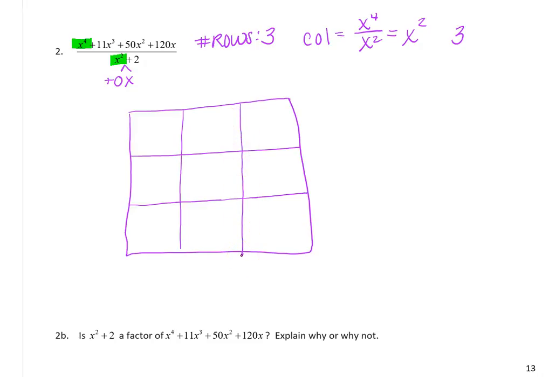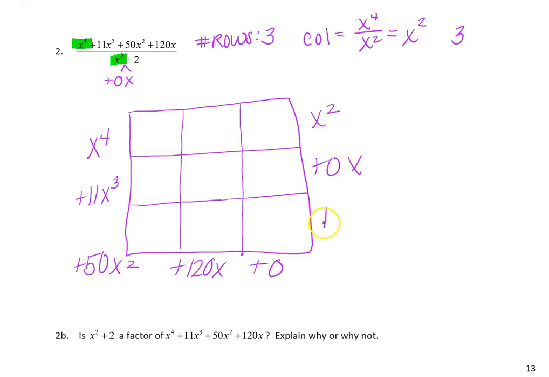Now remember, the dividend, which is the one being divided, goes around the outside. And then technically there's a missing constant term, so we'll do plus 0. The divisor goes along the right. Don't forget to include the 0x. Now move the x to the 4th into the first slot. x squared times x squared will give me x to the 4th.